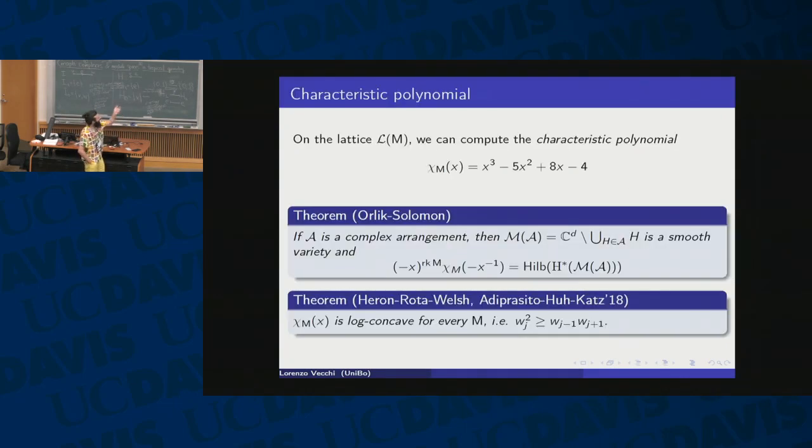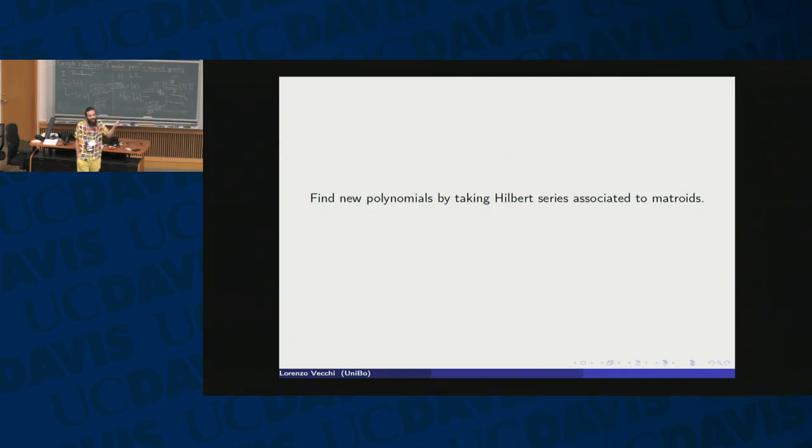Okay, this is what we have: a Hilbert series with nice combinatorial properties. So can we find other Hilbert series associated to matroids with nice combinatorial properties? When we started this project, we already had some examples in mind.